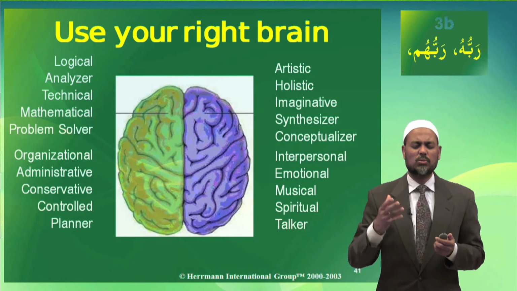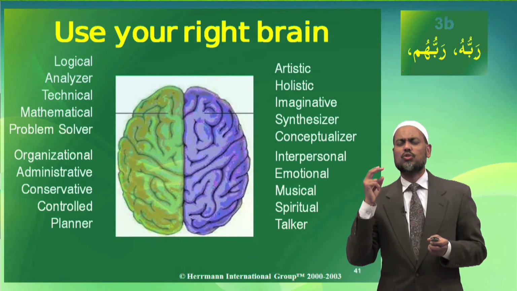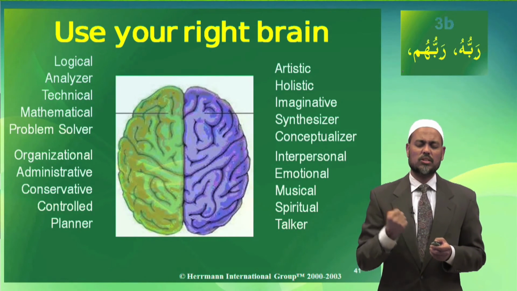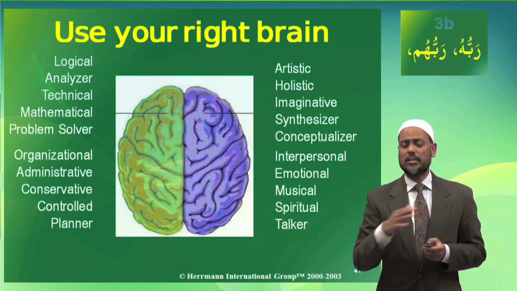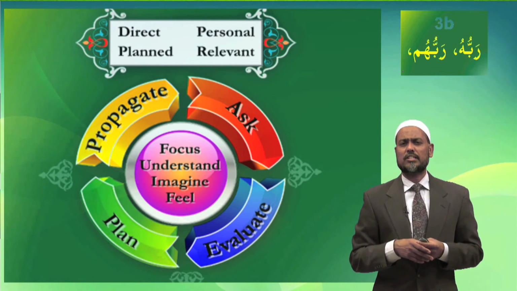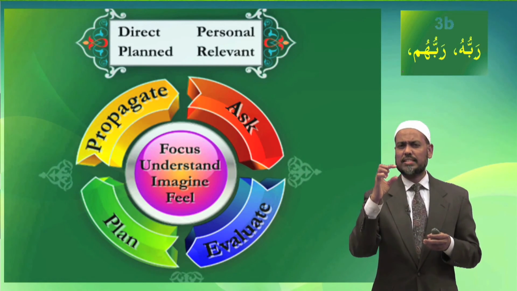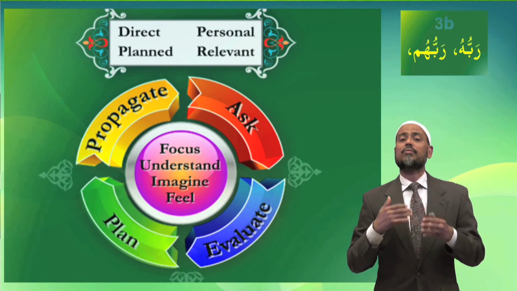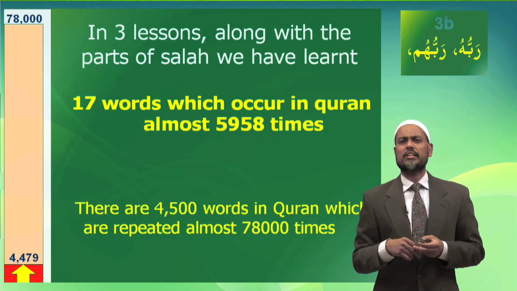When you are saying Qul huwa Allahu ahad or Alhamdulillahi Rabbil Alameen, use your imagination and feelings to the fullest extent, and inshallah you can learn these words and meanings and verses very easily, thoroughly, effectively, and inshallah they will be there for longer times. And that's why, and we will explain it later, we have this model of interaction with the Quran. In the center you see focus, understand, imagine and feel. That imagination and feeling is necessary to interact with the Quran in an effective way. Whatever verse comes there, you imagine and feel. We will explain it later.